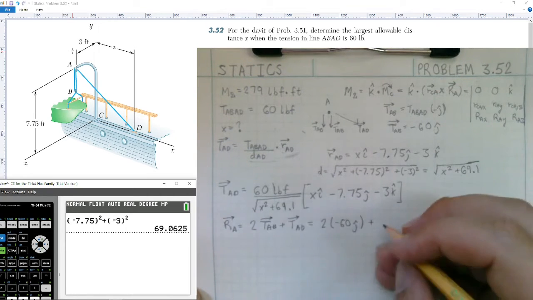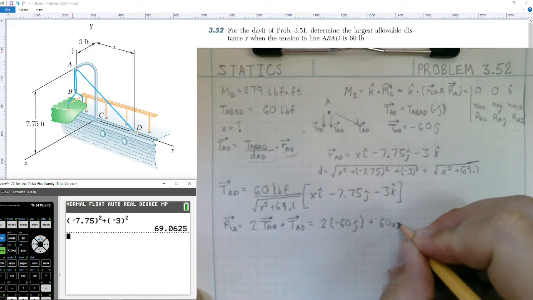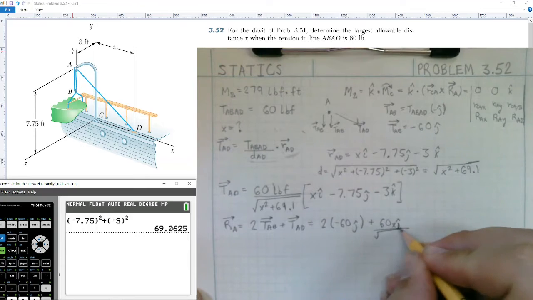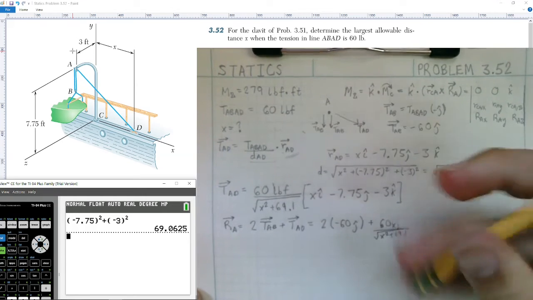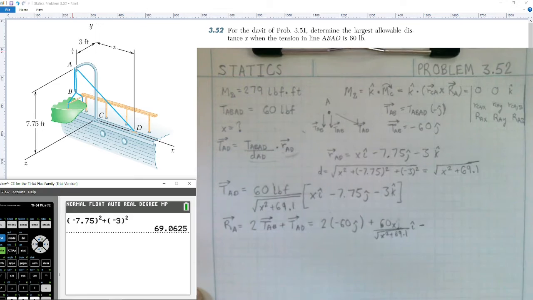We're going to write this out now. It's going to be 60 times x i hat over the square root of x squared plus 69.1. I should write this i hat separately off to the side. Minus, we're going to multiply 60 times negative 7.75.